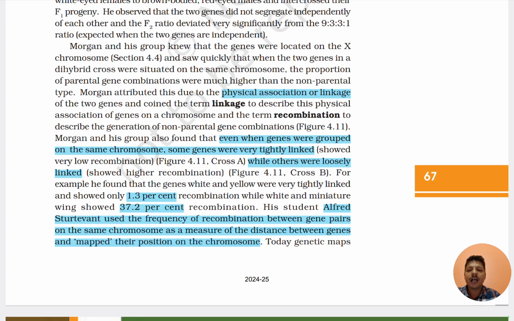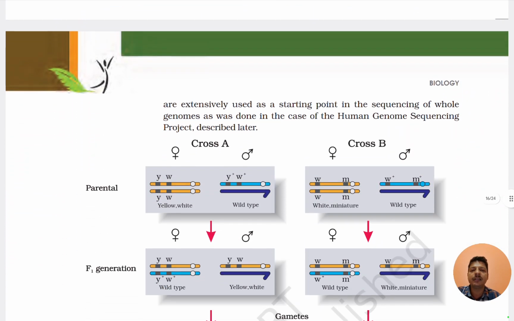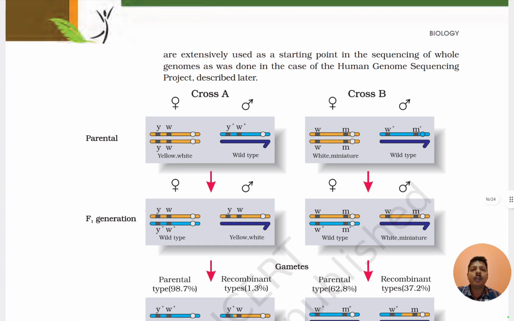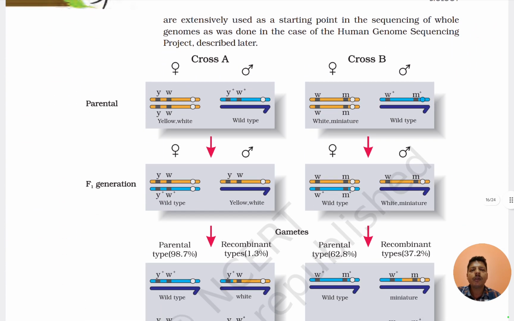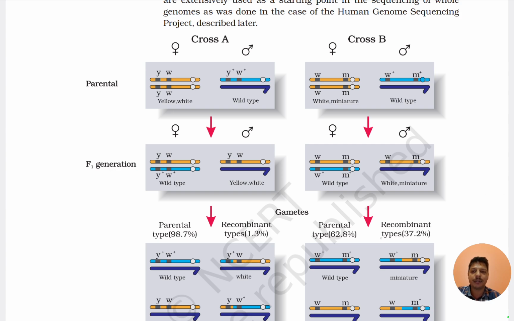Alfred Sturtevant, a student of Morgan, used the frequency of recombination between gene pairs on the same chromosome as a measure of the distance between the genes, and mapped their positions on the chromosomes. Nowadays genetic maps are used as in the Human Genome Project, which will be described in later chapters.